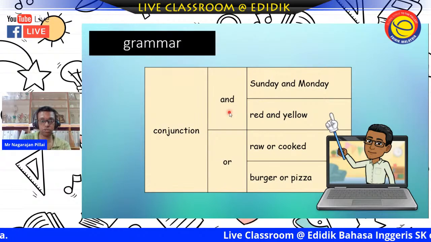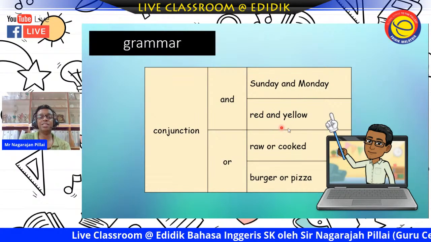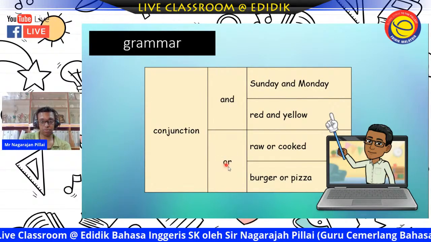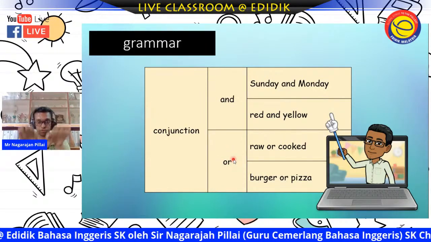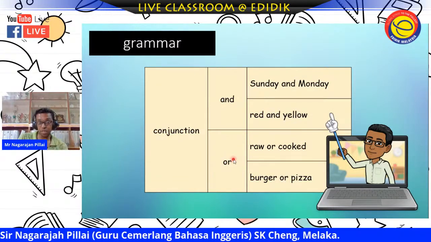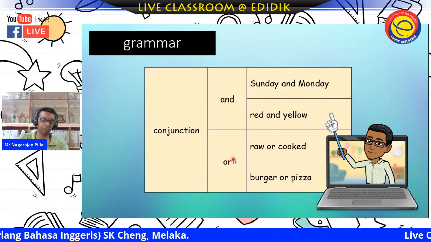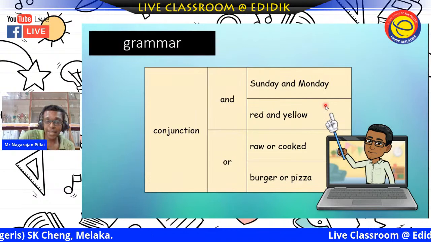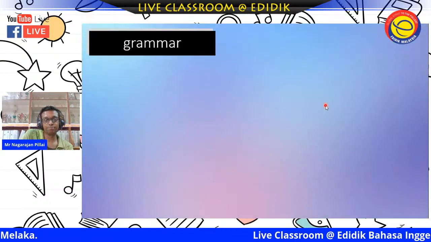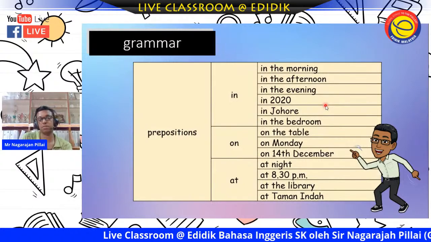Okay, and, you combine two ideas, Sunday and Monday, red and yellow, or, okay, you choose raw or cooked. Do you like burger or pizza? I like pizza. Okay, next, you need to know prepositions.